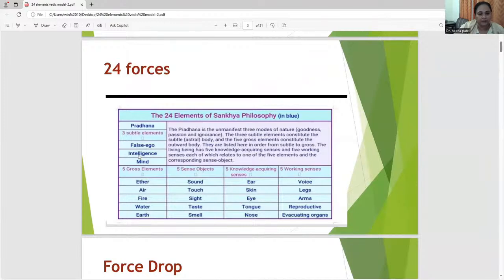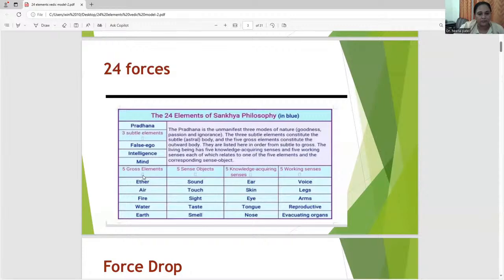Intelligence is that according to our experiences, we judge the situation and take actions. And mind is the place where all the programs develop, and according to those memories, we use our intelligence and make the structure of the false ego.